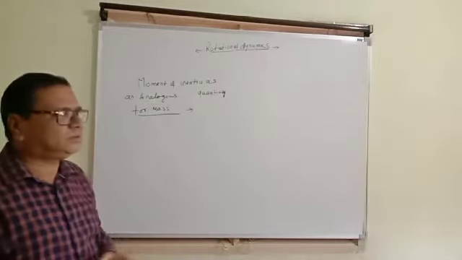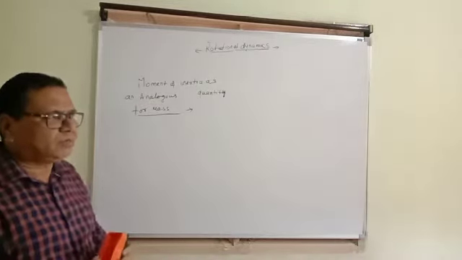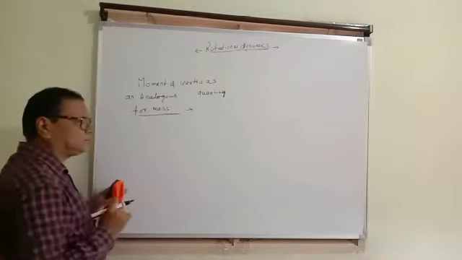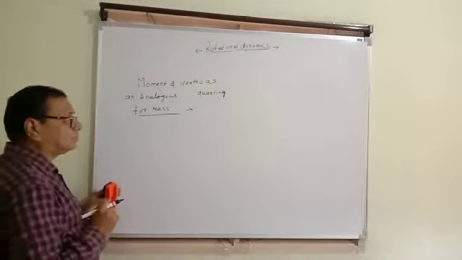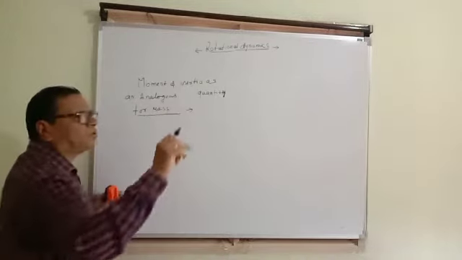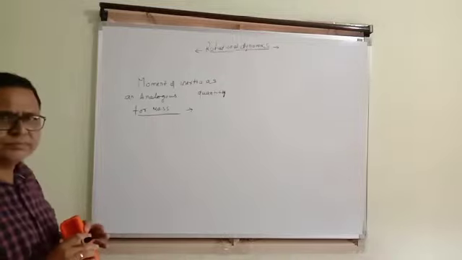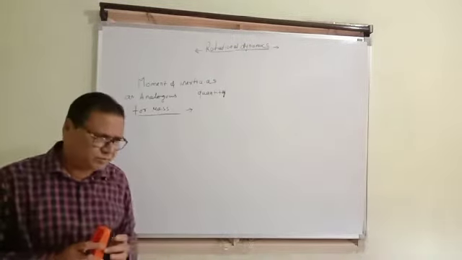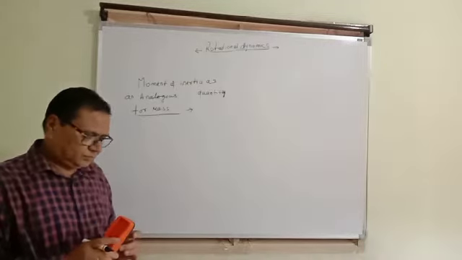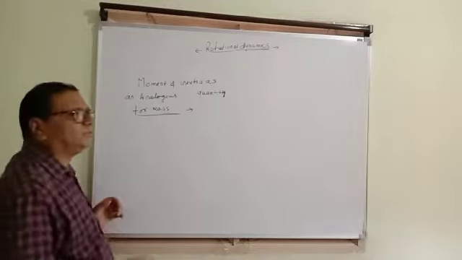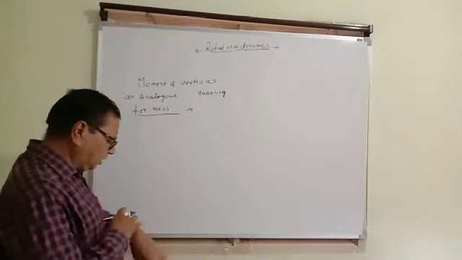Now the question is, we have to prove that moment of inertia is analogous to mass. Moment of inertia is a physical quantity which arises in rotational motion, and mass arises in what? Translational motion. We have to prove that mass and moment of inertia are the same kind of quantity. Both are analogous quantities.